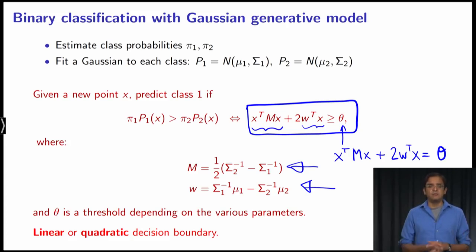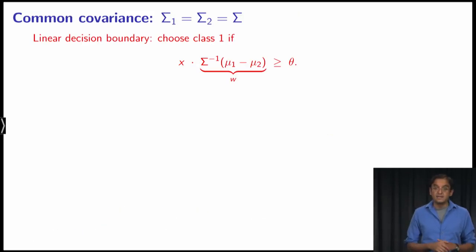Now it turns out that sometimes the matrix M is 0. When would this happen? Well, looking at the equation for M, it would happen if the two covariance matrices are identical. In that case, M drops out, the quadratic term drops out, and we just get a linear decision boundary. Now, a linear boundary is a special case, a degenerate case of a quadratic boundary. And let's start by looking at that linear case. So the linear boundary arises when the two classes have exactly the same covariance matrix. Sigma 1 equals sigma 2.